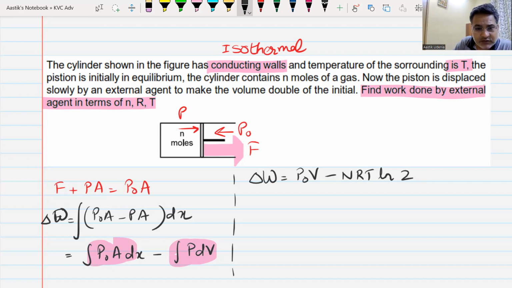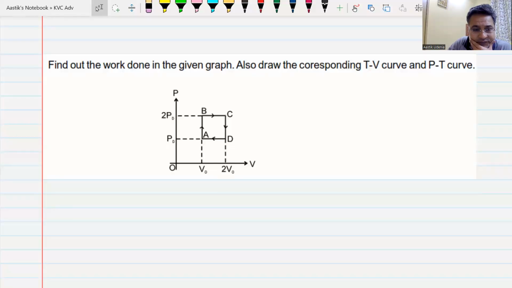I'll give you 2 minutes to note it down. So we understand this question. Yes, sir. First part is find out the work done. That is very simple. You can straight away give me the answer. Then the next part is draw the TV and the PT graph. I'll give you 2 minutes to give me the answer. The first part is simple. The work done is P naught into V naught. Yes or no?